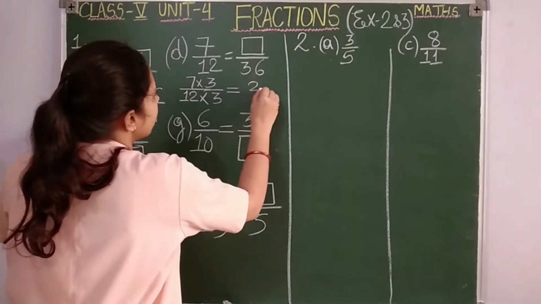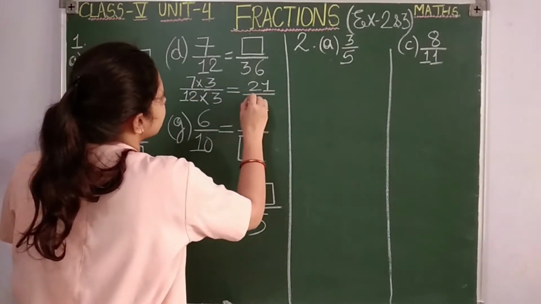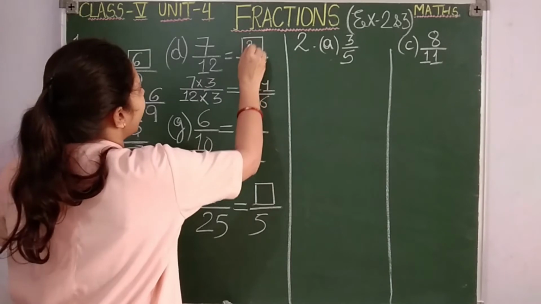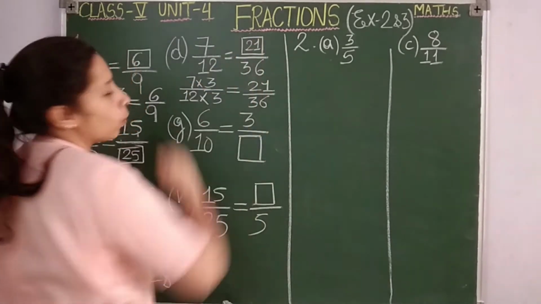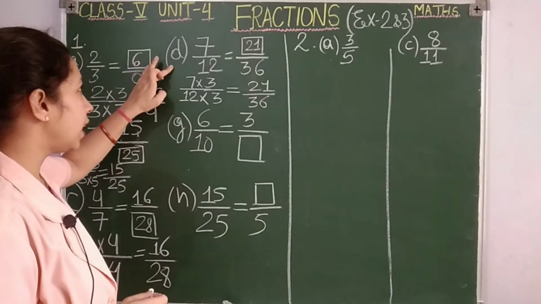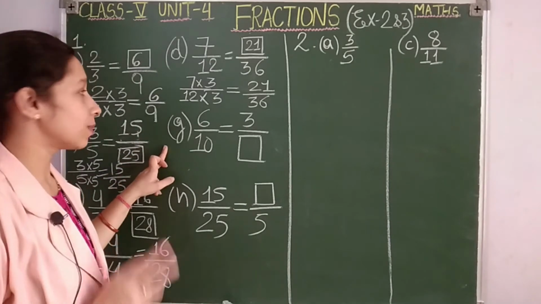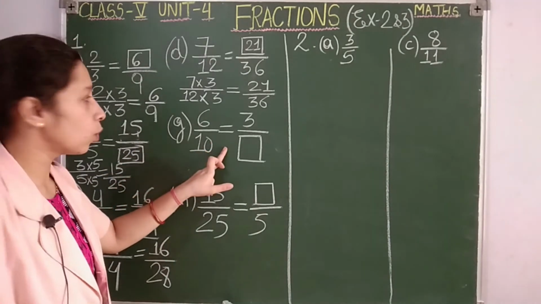Then 7 3s are 21, then 12 3s are 36. So here in the blank I am going to write 21. Clear? Then after D point, I am explaining G point, students. Now again, equivalent fraction only.